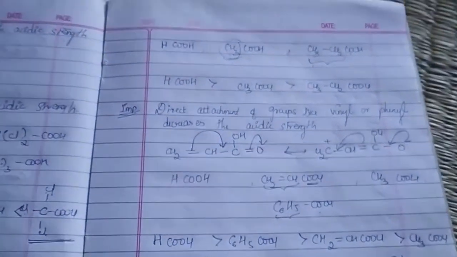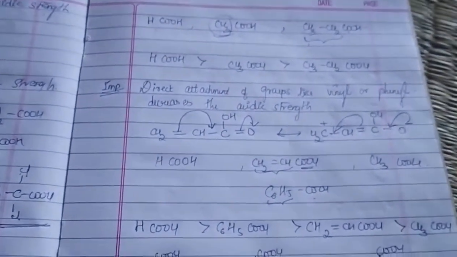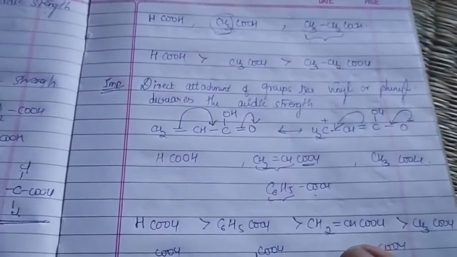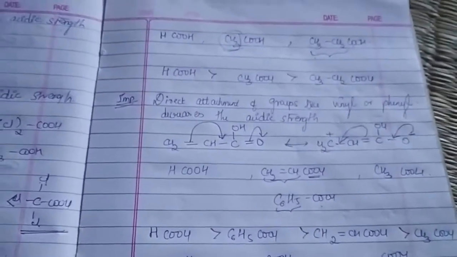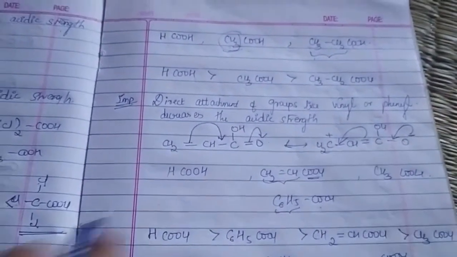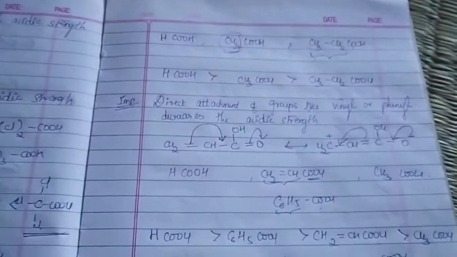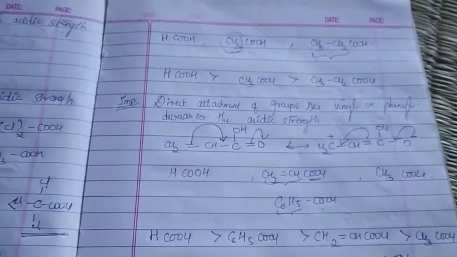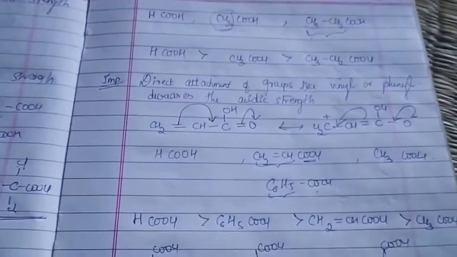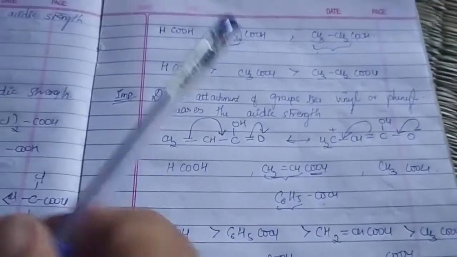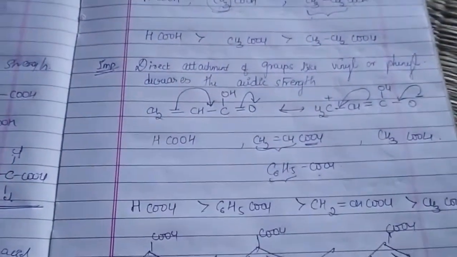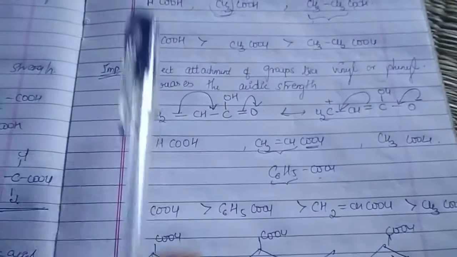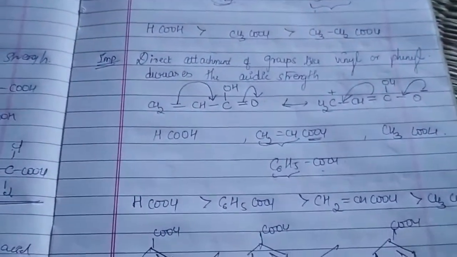Then with respect to electron donating groups, whenever electron donating groups are present, of course it is going to decrease the acidic strength. There we came to know that with the increase in the alkyl size, your acidic strength also decreases. With respect to phenyl and vinyl, these two groups, when directly attached to the carboxylic group, are also going to decrease the acidic strength, but it will be less when compared to acetic acid, where we have given you an example. Remember, vinyl and phenyl groups have to be directly attached to your carboxylic group.